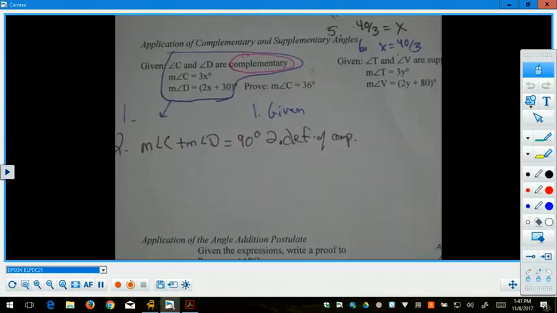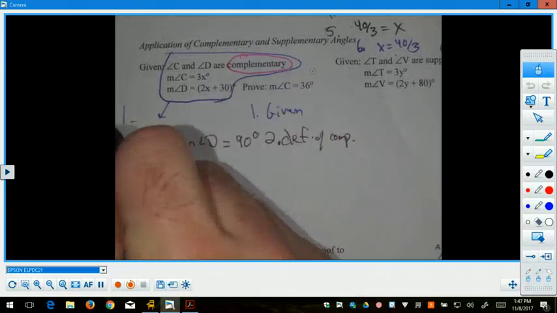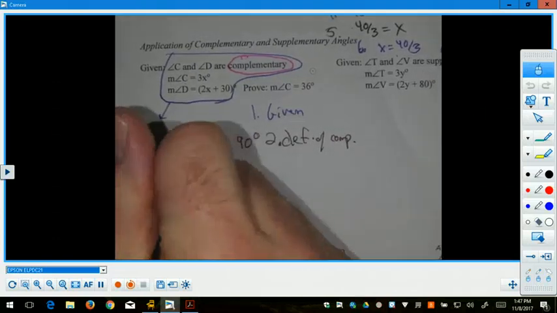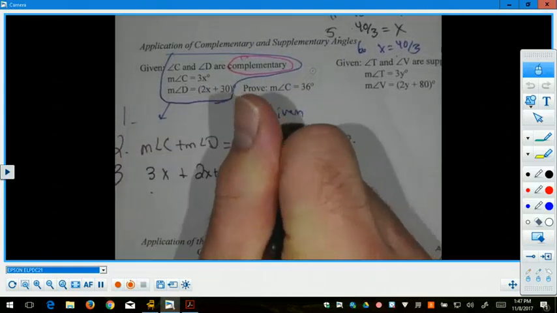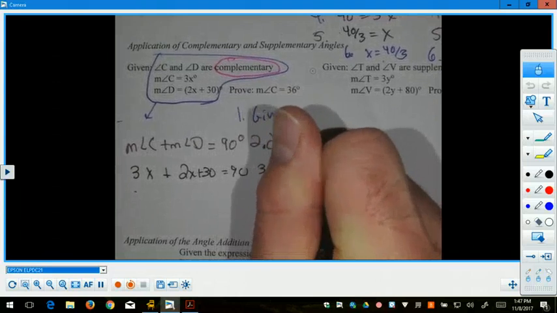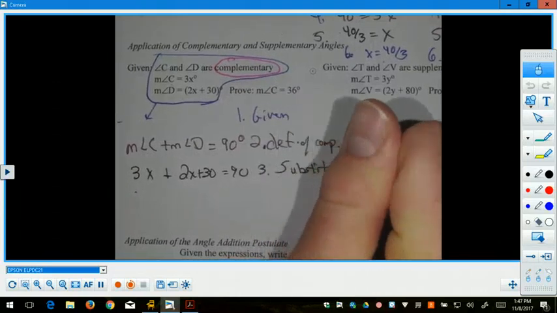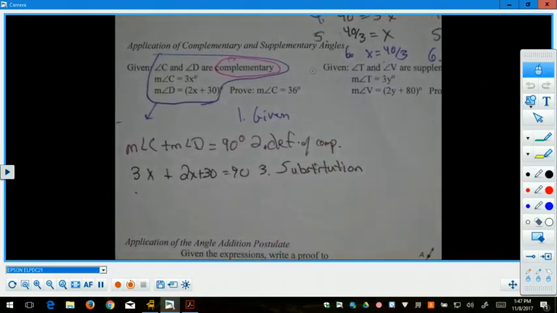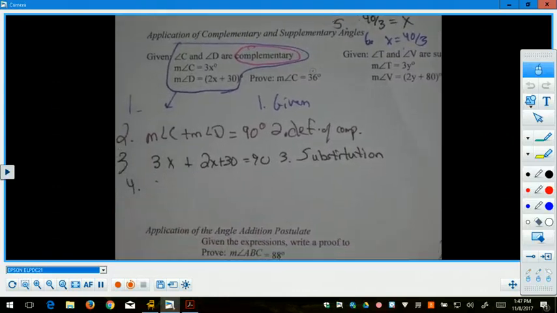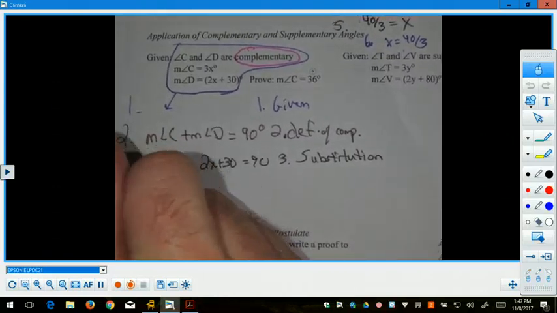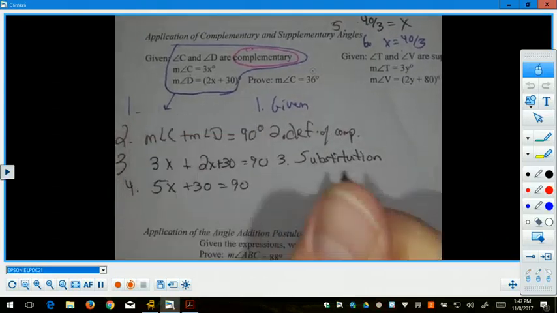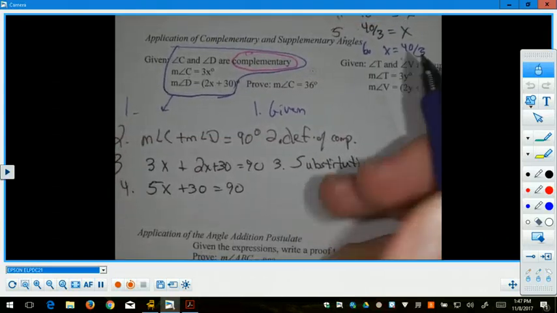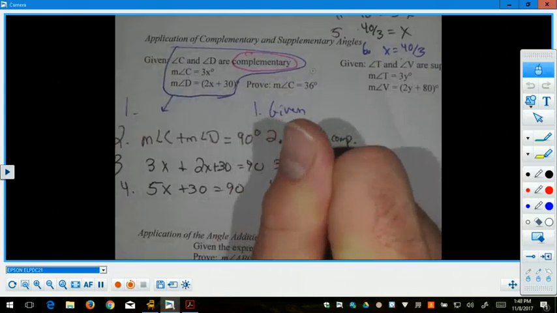All right, so now we have that, and we have these expressions. So for C, it's 3x. For D, it's 2x plus 30. All I've done was plug it in, so that is substitution. And next, for line 4, I'm going to put the like terms together. So I have 5x plus 30 equals 90. So that is combining like terms.